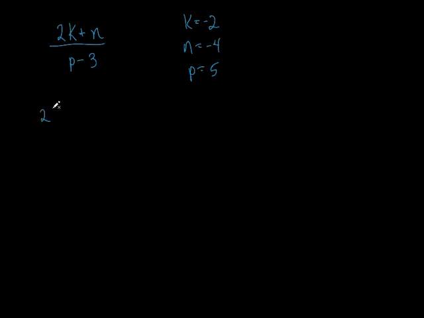We have 2 times K. So put the K in there. It's -2. Plus N, which is -4. It's over. Got a big division sign right here.